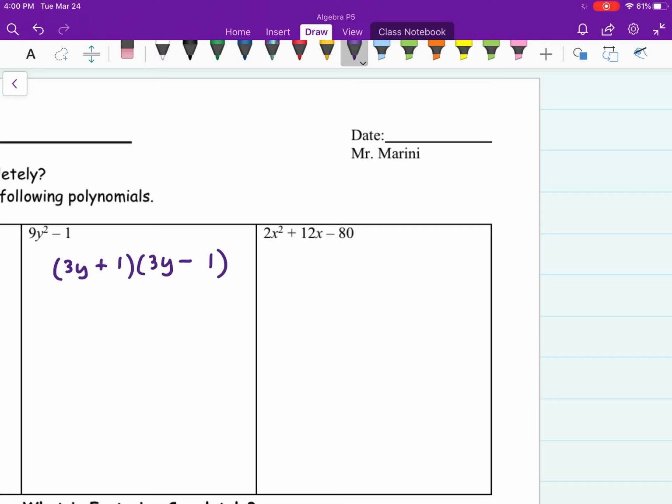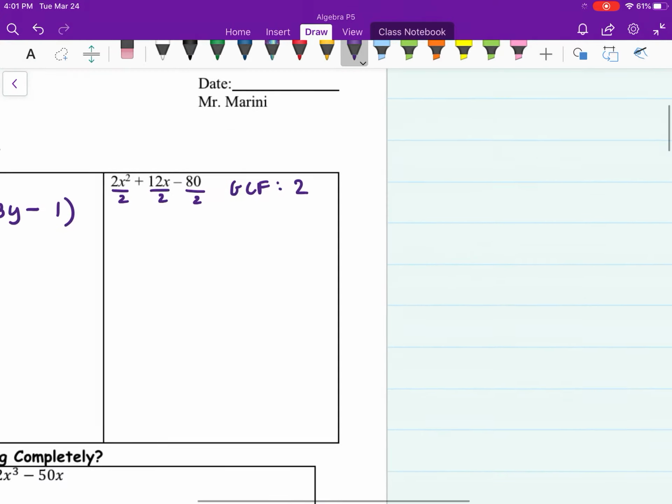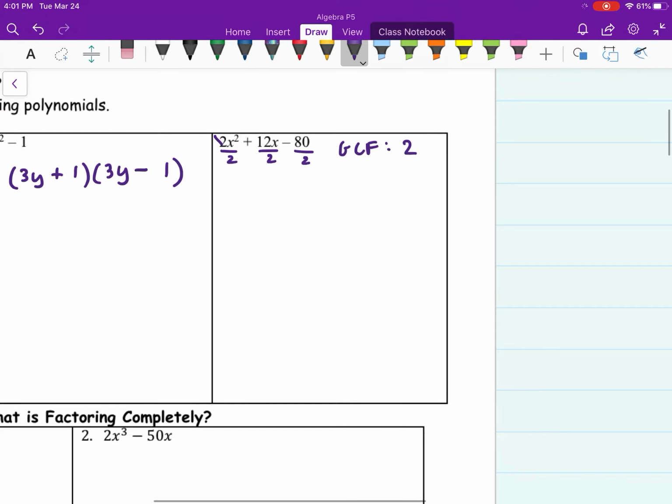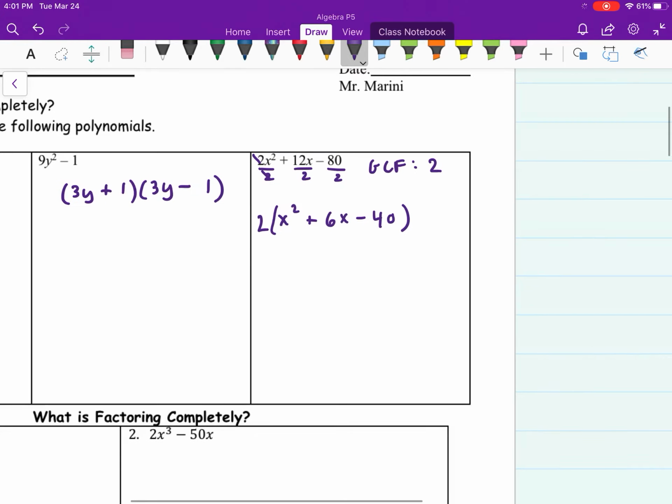And the last one. At first glance, you might say to yourself, that's a trinomial, so let's do the AM method. However, I do notice that they all have something in common, the number 2. And the greatest common factor is 2, so we divide all of them by 2. And that leaves us with, and that goes in parentheses, and you put the GCF in front.